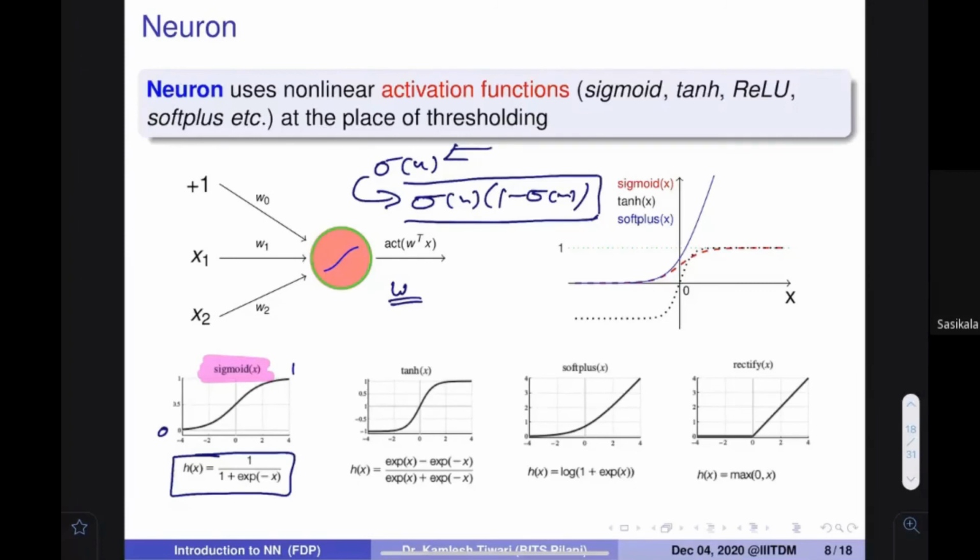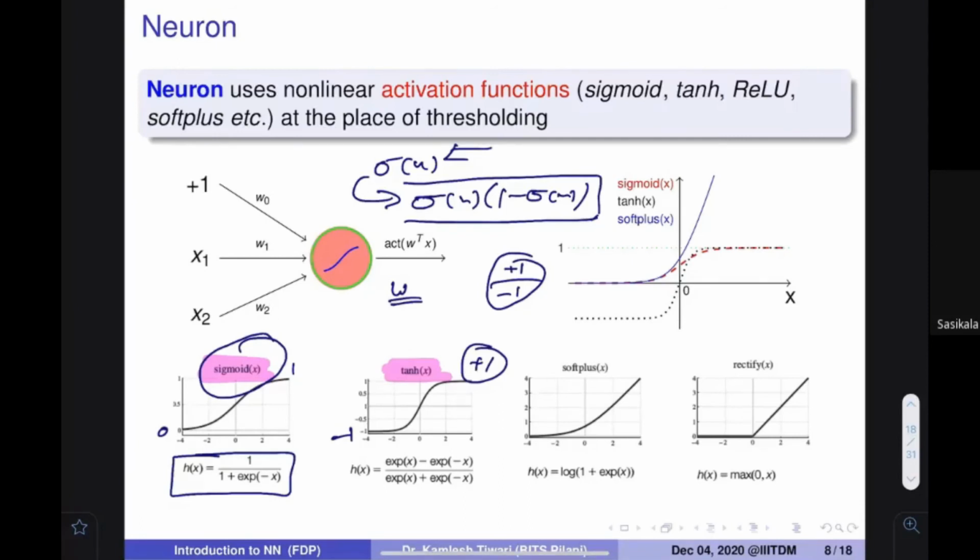The second important thing: the importance of the tan h function is that it gives you the output in the range of +1 and -1. So here the range is +1 to -1. So if your classes are such that one is +1 and the other is -1, then instead of sigmoid you go for the tan h. Make sense?